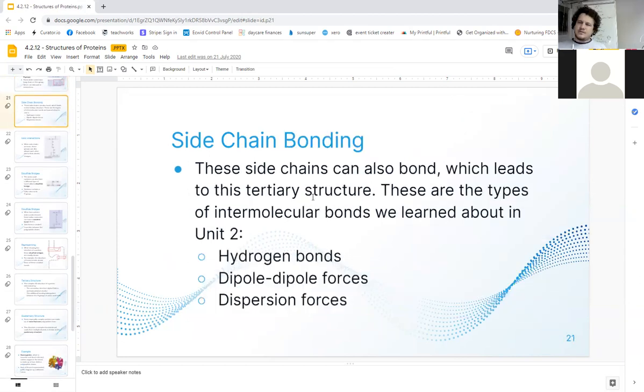So, oh, that was wrong there. Remember these guys? So, the side chain, depending on what structures are there, will either have hydrogen, dipole-dipole, or dispersion forces.